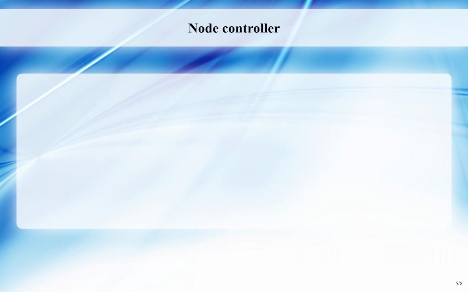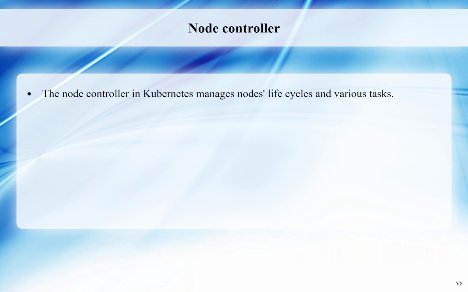Node controller. The node controller in Kubernetes is a key component of the control plane that manages various aspects of nodes. It has multiple roles in a node's lifecycle, including assigning CIDR blocks, keeping lists of nodes up to date with cloud provider information, and monitoring node health.